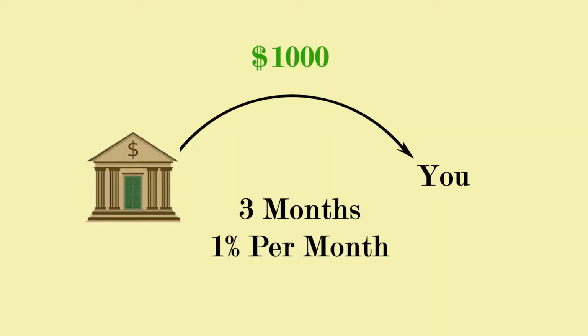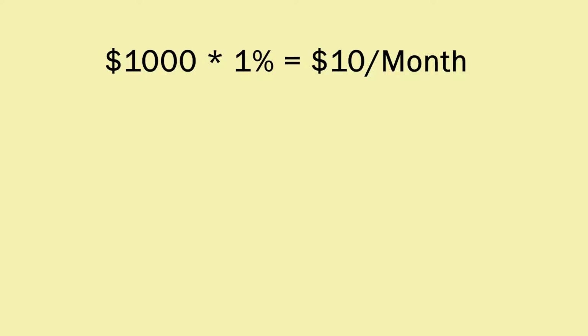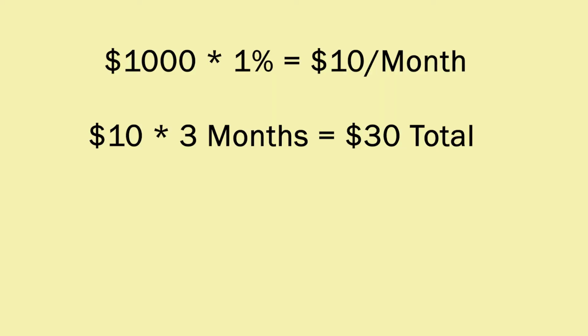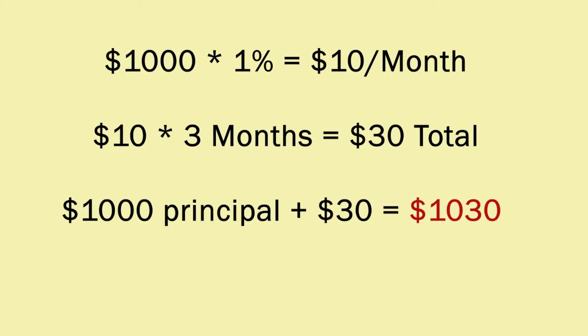Say you borrow $1,000 from the bank for 3 months, and they want to charge you 1% simple interest. The easiest way to do that is take 1,000, multiply it by 1%, and then you get $10. So each month you owe the bank $10, and after 3 months you owe the bank $30, or $10 a month. And that's on top of the money that you borrowed. So at the end of the day, you owe $1,000 plus $30, which is $1,030. That is the most basic definition of simple interest.